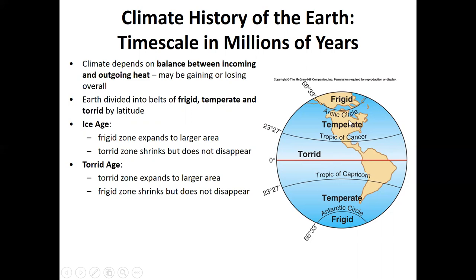Ice ages are indicated by whenever the frigid zone expands to a larger area, and the torrid zone shrinks and is narrower but doesn't quite disappear, whereas a torrid age, which is a very warm period, is whenever the torrid zone expands, takes up a larger area, but the frigid zone does not quite disappear. It's just smaller, more concentrated at the top.